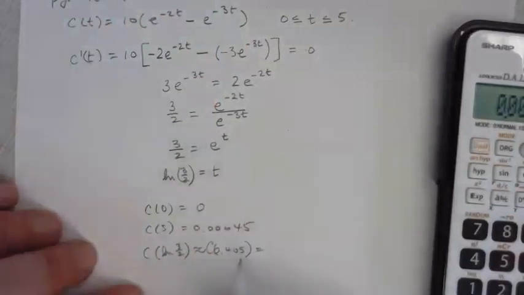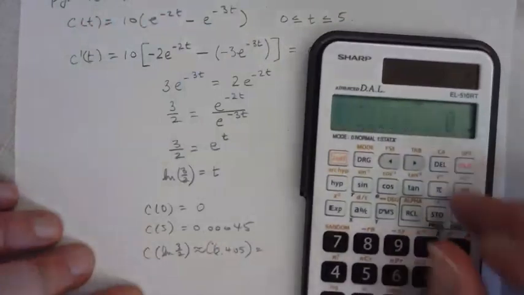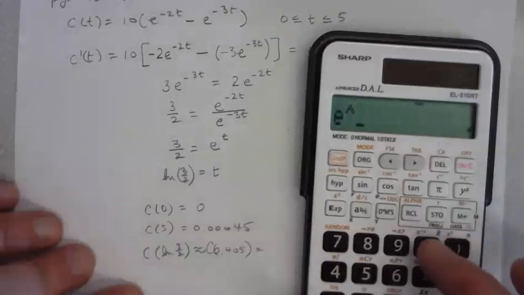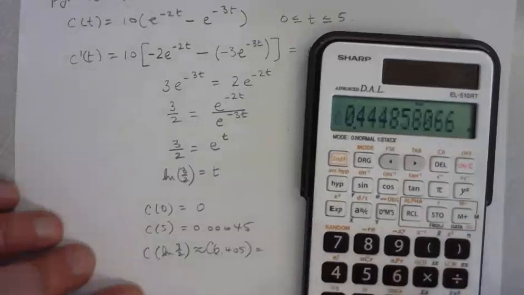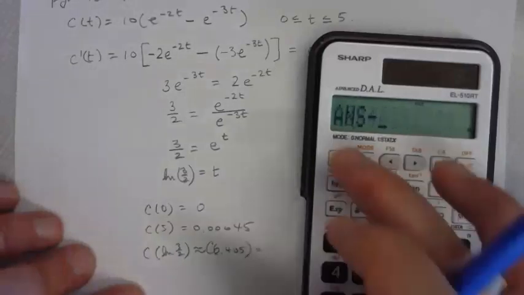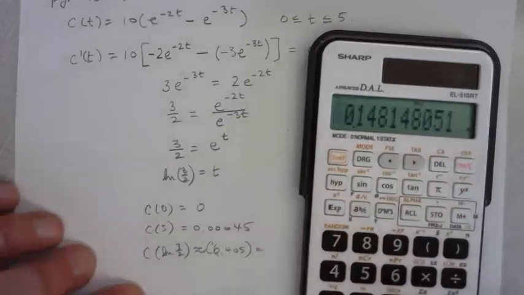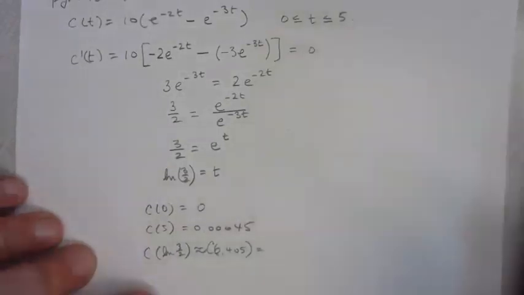All right, and now let's put this thing into the function and see what we get there. I have to do this carefully here: e to the, and here I think I should open up some brackets, -2 times 0.405. Okay, then minus e to the -3 times 0.405. Okay, and then times 10 is equal to 1.48.